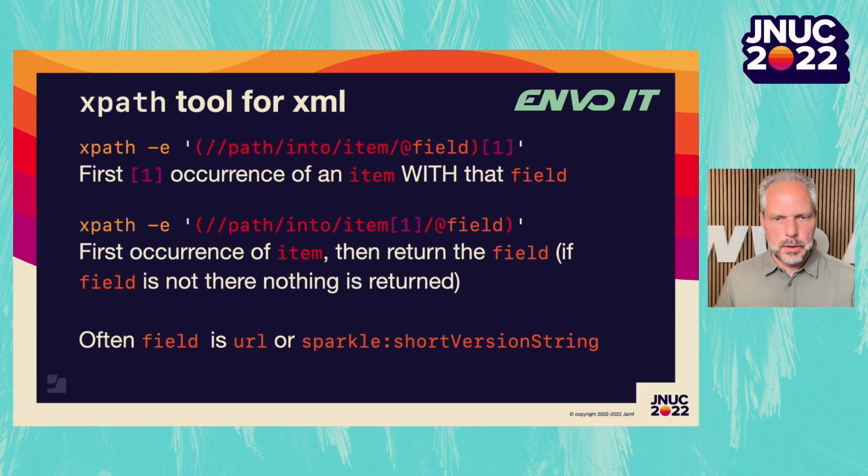So that was something that I learned on some of the Omni titles from Omni Group, as they could post news without a URL. So I had to figure this out. So we need to search for the field, and the field in this case is either URL or in our example here, Sparkle colon short version string. So that's how it is. All right.